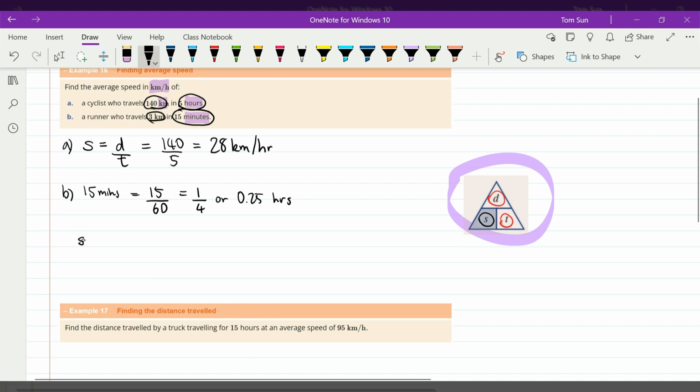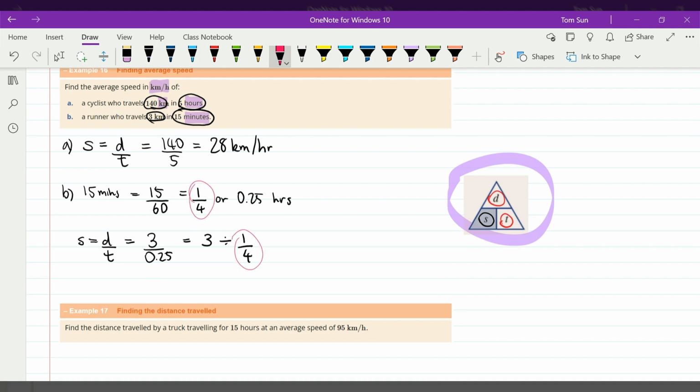So speed is equal to distance over time, which in this case is 3 divided by 0.25. Or, because 3 divided by 0.25 might be too much for some of you, another way to visualize it is 3 divided by 1/4. Remember, we figured out this 1/4 up here. So 3 divided by 0.25 is the same as 3 divided by 1/4, and we've done fraction division before.